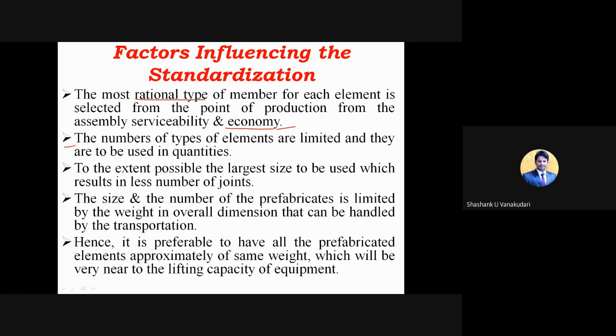And then the number of types of elements are limited and they are to be used in quantities. So here, number of types of elements in the sense you can see columns, beams, and then slabs, right? So these are the main structural components in the prefabrication system. So here they are going to manufacture only three types. Just I'm giving you the example, similar structures of columns, similar structures of slabs, and similar structures of beams, right? Because these are the structural members they are going to construct repeatedly, right?